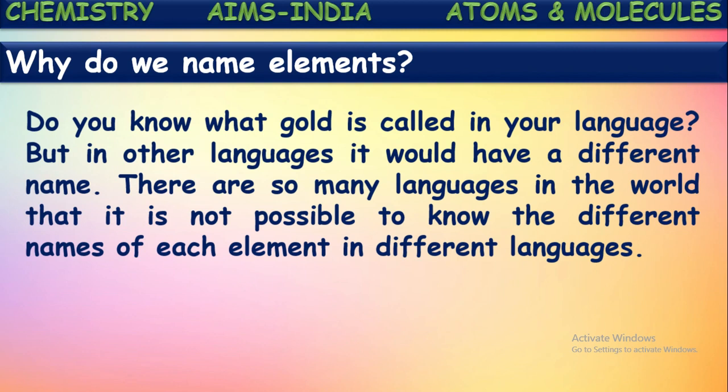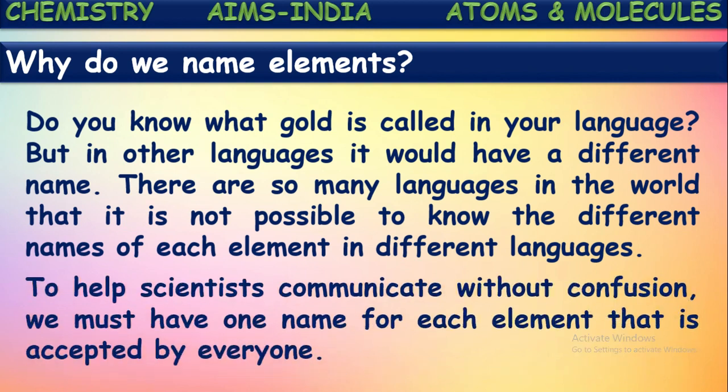Not only this element actually, each and every element will be having a certain name in different languages. There are so many languages in the world that it is not possible to know the different names of each element in different languages, isn't it? If we know the name of an element in one particular language, the name might be different in another language. So remembering the name of an element in different languages will be difficult for us. So to help scientists communicate without confusion, we must have one name for each element that is accepted by everyone. For every element, there should be a name which is convenient, which avoids confusion, and which is accepted by everyone. In such a way, a name should be given for every element.